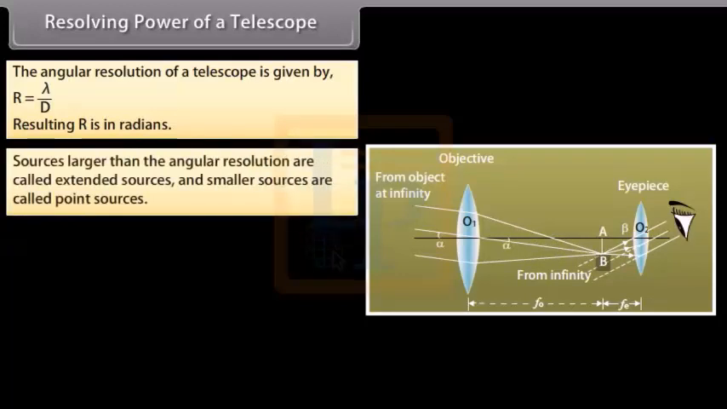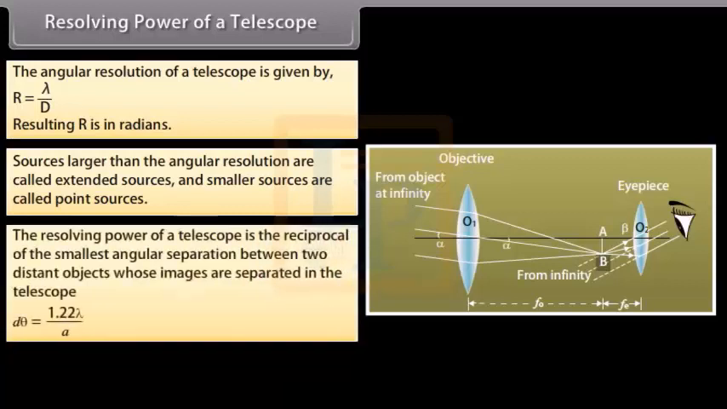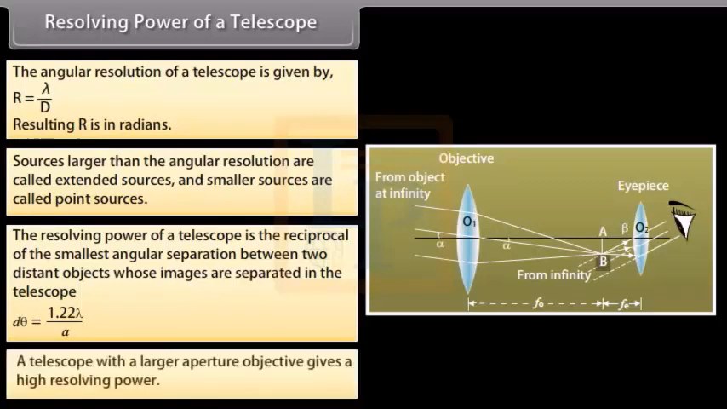Sources larger than the angular resolution are called extended sources and smaller sources are called point sources. The resolving power of a telescope is the reciprocal of the smallest angular separation between two distant objects whose images are separated in the telescope. d theta is equal to 1.22 lambda divided by A. A telescope with a larger aperture objective gives a high resolving power.